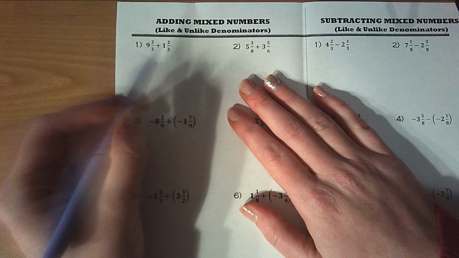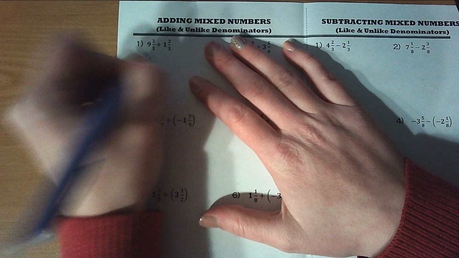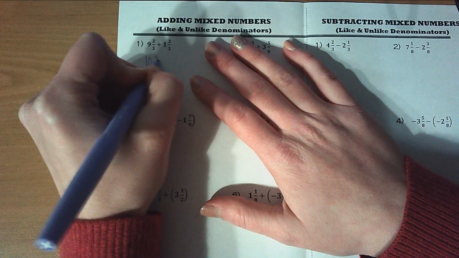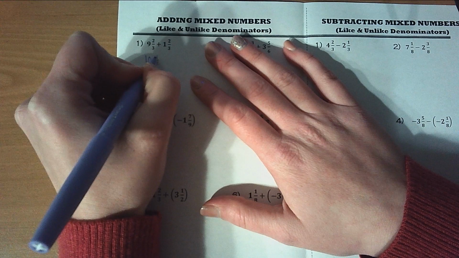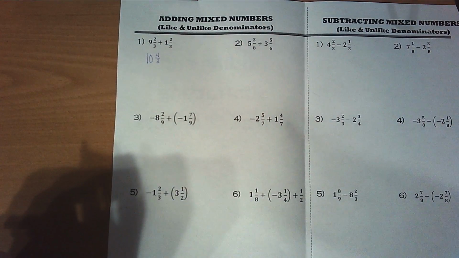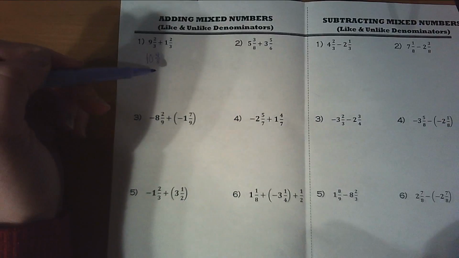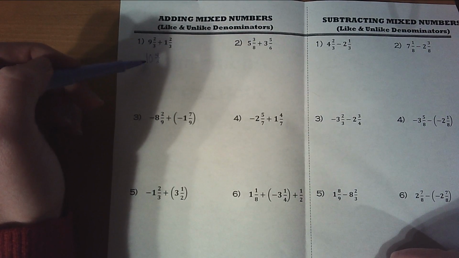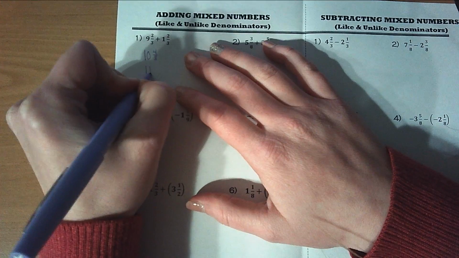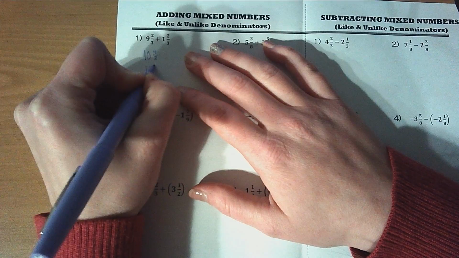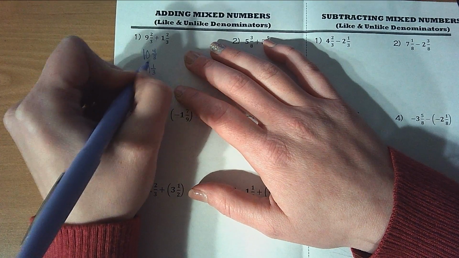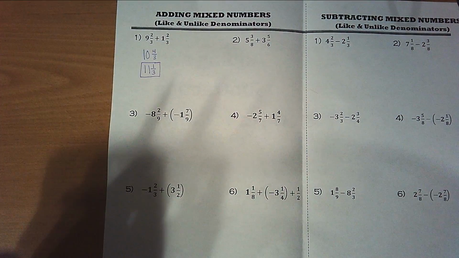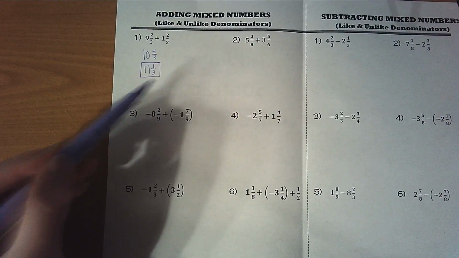to add the two whole numbers. 9 plus 1 is 10. And then I'm going to add my two fractions. 2/3 plus 2/3 is 4/3. I add my numerators. 2 plus 2 is 4. And keep my denominator. Now, I know that 4/3 is an improper fraction, and so I'm going to have to take 1 out of 4/3 and add it to 10. So that would be 11. And when I take 3 away from 4, I'm left with 1/3. So 10 and 4/3 is the same as 11 and 1/3. So 9 and 2/3 plus 1 and 2/3 is 11 and 1/3 in simplest form.